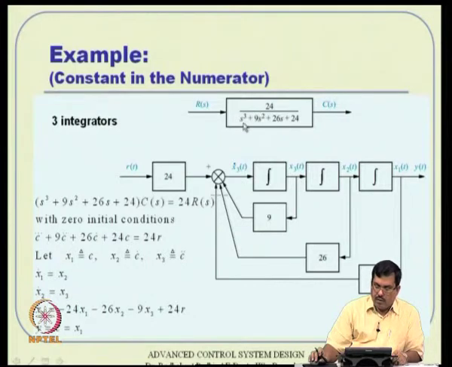Then we had further examples where we talked about this transfer function, which has a third order polynomial, so we have essentially a third order system. We defined x1 to be c, x2 to be c dot, and x3 to be c double dot, and then we carried out the state space equations that way.